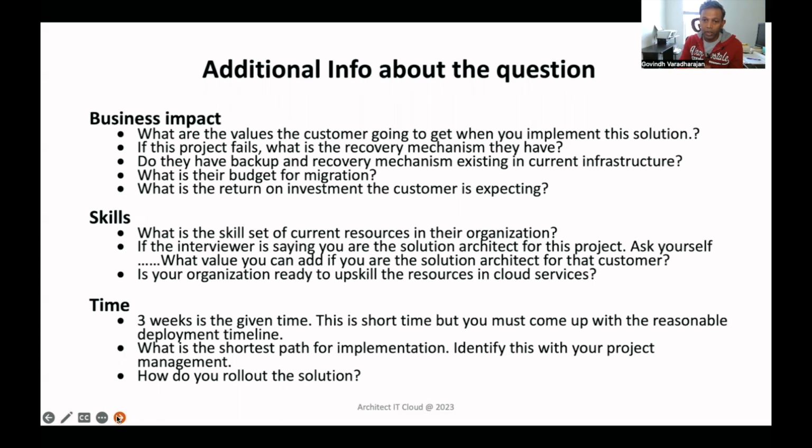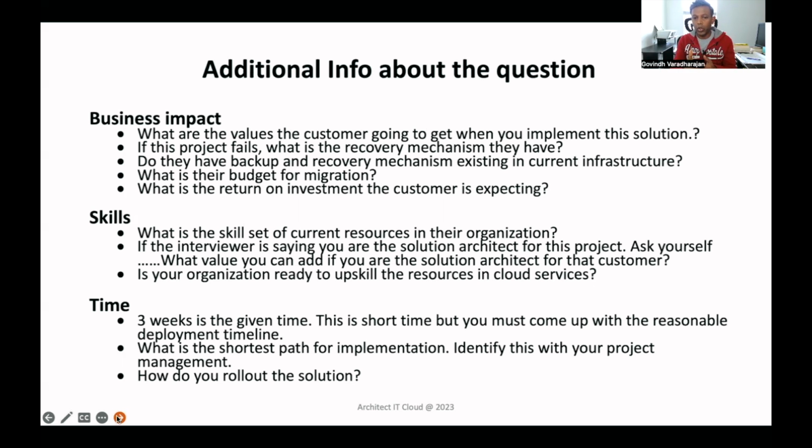And second thing is, business-wise, if the project fails, what is the recovery or rollback mechanism they have? Is there anything already planned? If not, you must provide a solution for that too. And do they have a backup and recovery mechanism existing in the current infrastructure? If it exists, that's well and good. You can reuse that. Suppose after migrating this to the cloud, if any failure occurs, how do you fall back to the existing recovery mechanism? That you must know. And budget. So budget is also very important.